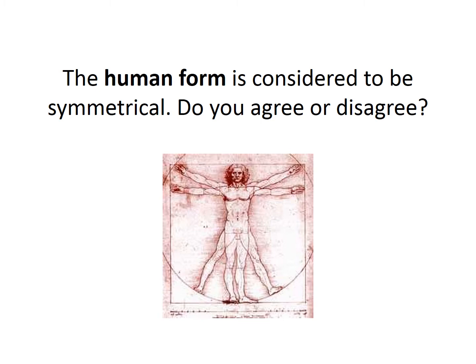So if you were to divide the human being down the center, down the axis line, you would have an arm on each side, an ear on each side, a leg on each side, and so forth. We are considered to be symmetrical. However, you could play with this and have some fun with it.